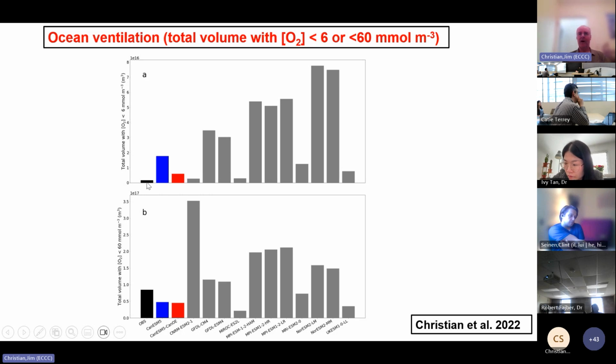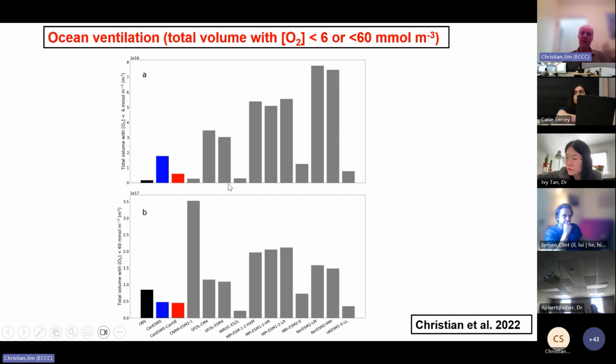And so again, we have observations in black, R2 models in red and blue, and then the whole suite of CMIP6 models. So, on the whole, we do pretty well compared to other CMIP6 models. By this metric, Canoe does a little better than CMOC. And then we go down to the 60 micromolar. And, again, we're at the low end. We're doing pretty well compared to the whole crop.